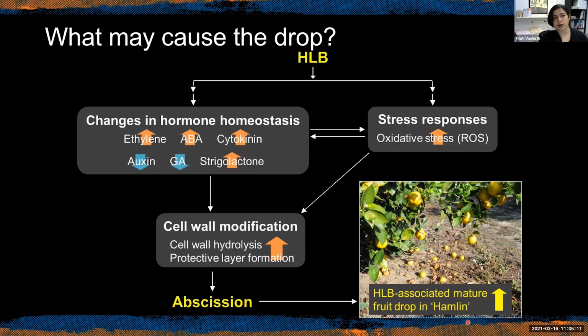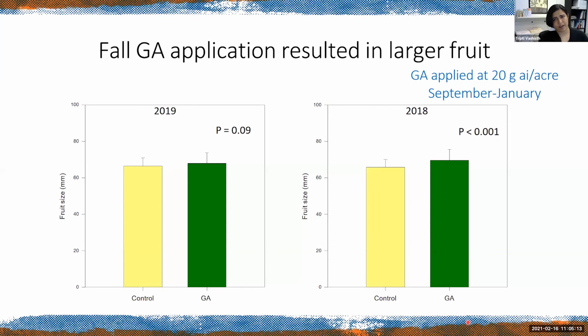Now, moving to a GA study that I have presented a couple of times now, but I want to bring it again to your attention as one of the possible strategies that you can use. So we were conducting this study. It was a focused flowering study, but we found something interesting from the fruit drop point of view. So in this study, we were applying GA at 20 gram active ingredient per acre from September to January.